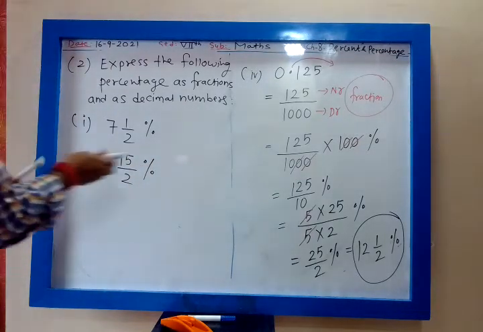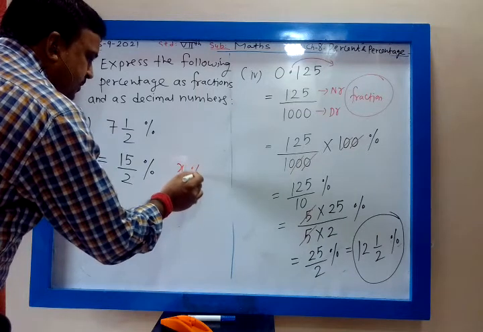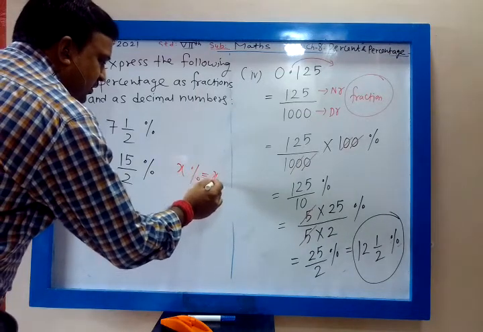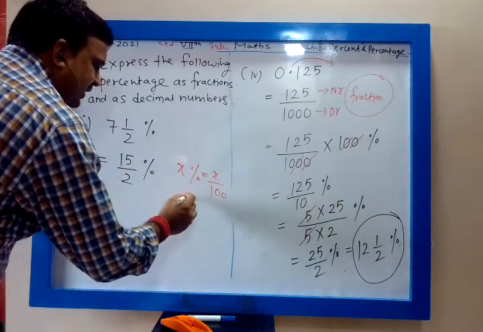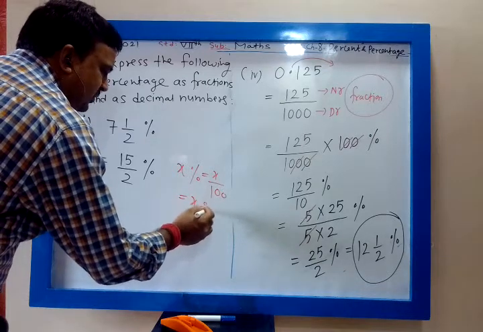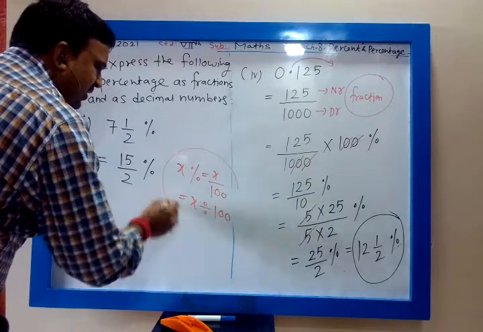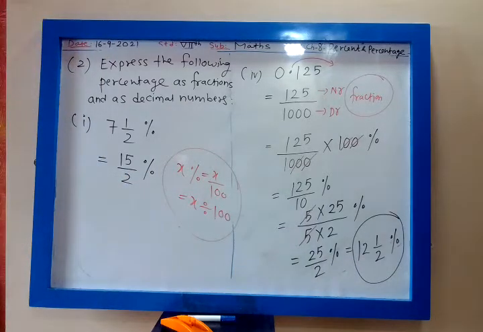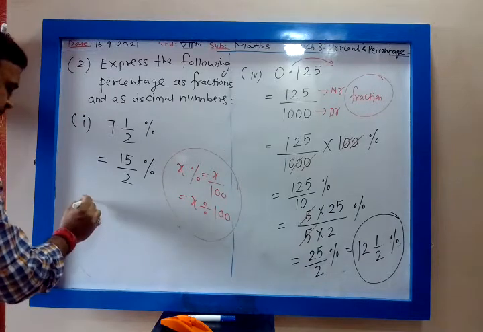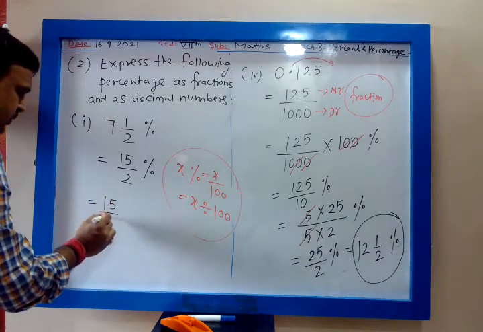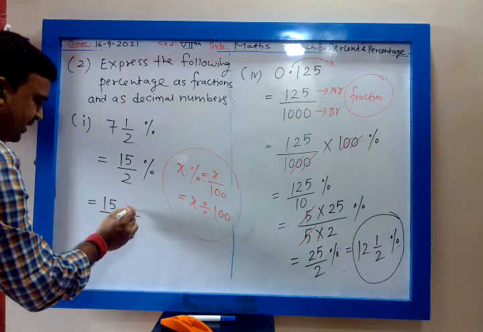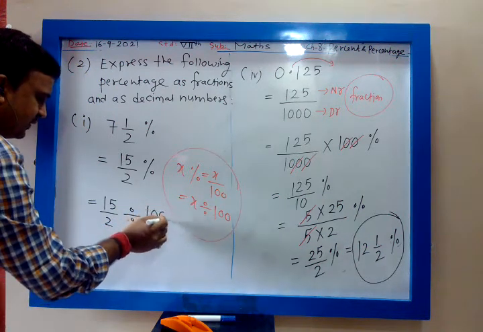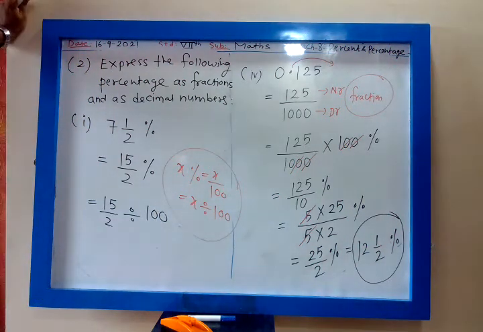Okay, now see this part. What do you mean by x percent? X percent means x upon 100, or you can write x divided by 100, one and the same. Yes or no? All of you are following? So same thing, 15 by 2% I can write 15 by 2 upon 100 or divided by 100.